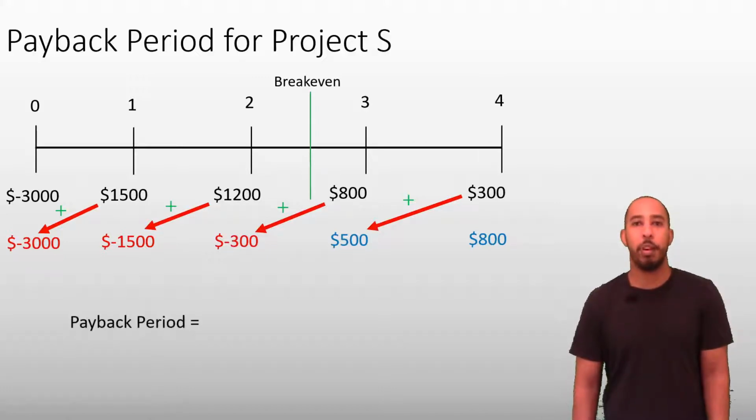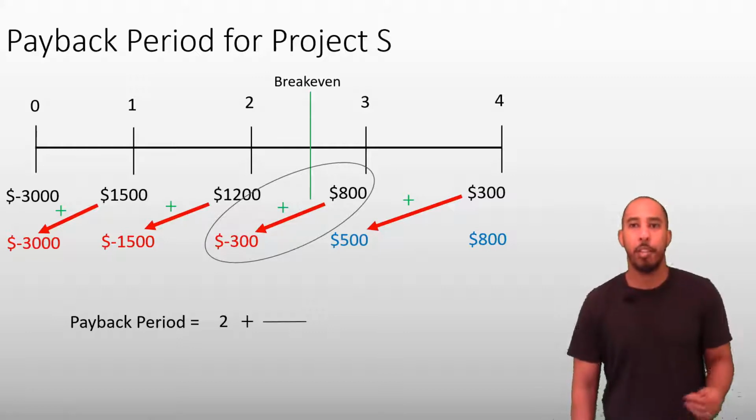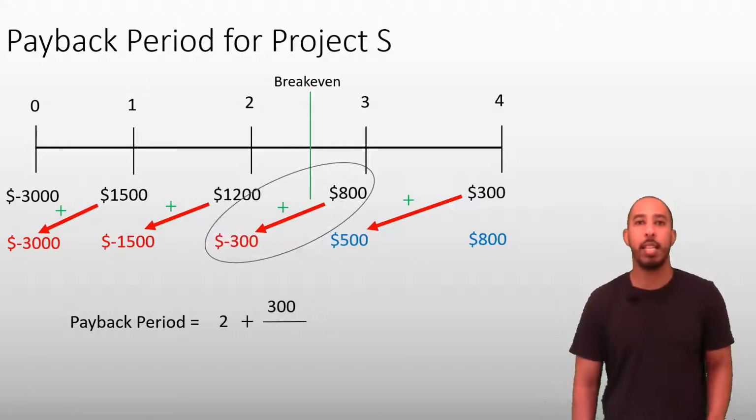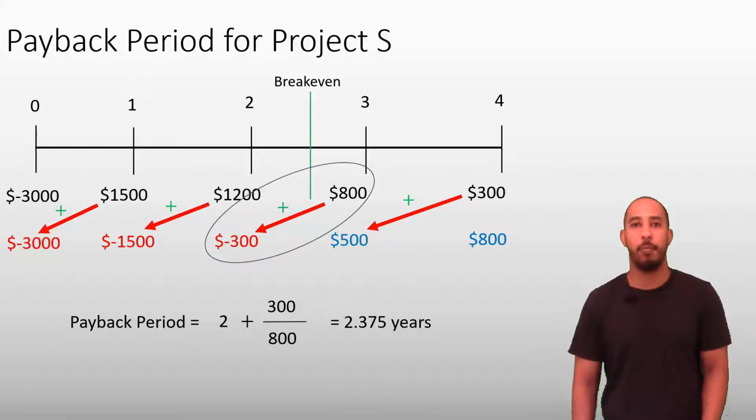To compute payback period, we'll start with the number of full years needed to break even. That's 2 years. But it's going to be a little bit more than 2 years. It's going to be 2 point something. To get the fractional part, we're going to look at the last year we're negative and the first year we're positive. On the top of the fraction, we're going to put the amount needed at the end of year 2 to break even. That's $300 here. And at the bottom, we'll put the amount we receive in that following year. That's $800. So the payback period for Project S is 2.375 years.